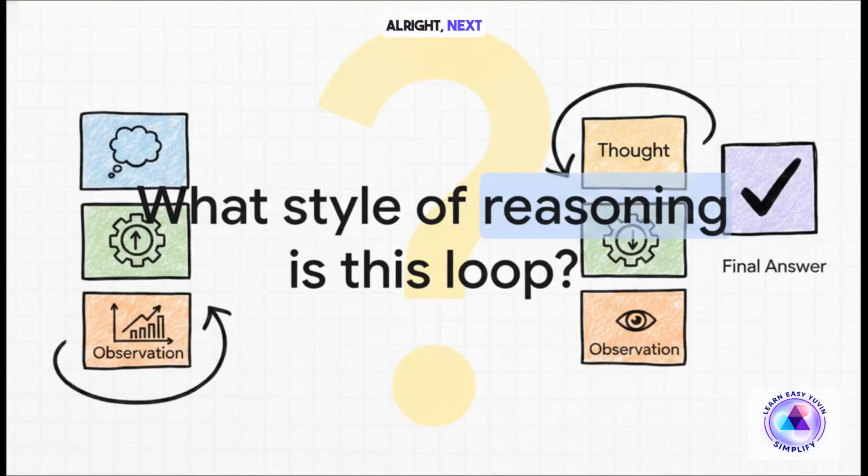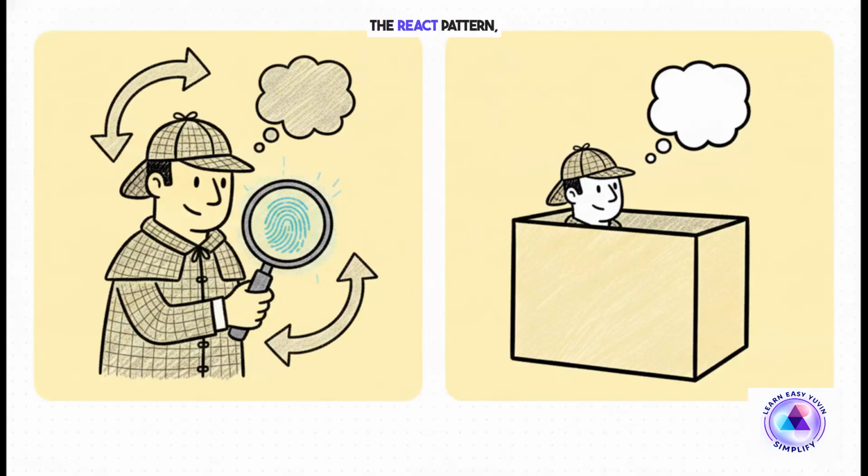All right, next question. Check out this repeating pattern. Thought, then action, then observation, then thought, action, observation, leading to a final answer. What specific style of reasoning does this represent? 3, 2, 1. If you said the ReAct pattern, you hit the nail on the head.